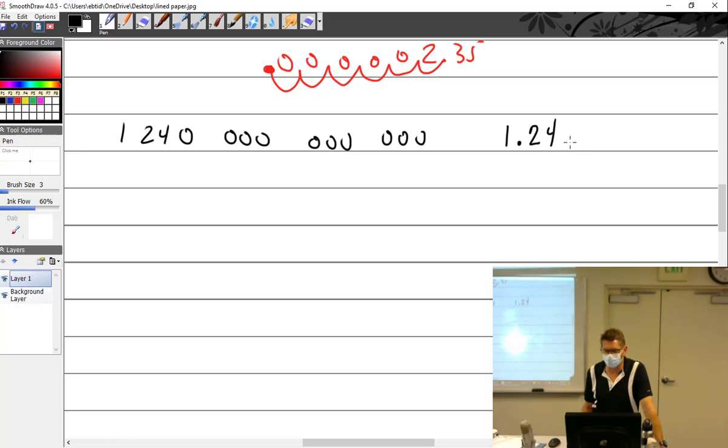So 1.24 times 10 to the, is this going to be a positive or negative number? Positive, because when we unpack it, it's got to get much, much larger. So times 10 to the what? 12. 1, 2, 3, 4, 5, 6, 7, 8, 9, 10, 11, 12. Oh, you guys are so fast. Times 10 to the 12. Okay. Why is it in red? I don't know. Let's see.